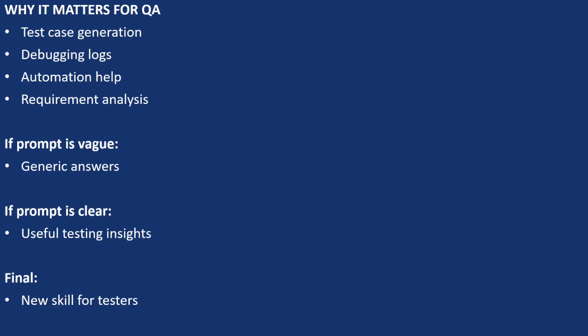Now you might ask, why does this matter specifically for QA engineers? Because QA engineers use AI for test case generation, debugging logs, automation help, requirement analysis. If the prompt is vague, AI gives generic answers, not useful at all. If the prompt is clear and detailed, AI gives exactly the testing insights you need. This is why prompt engineering has become a brand new skill for testers.